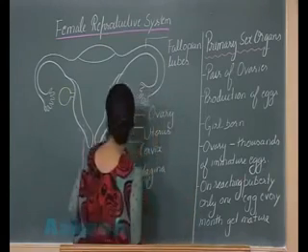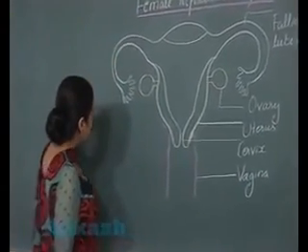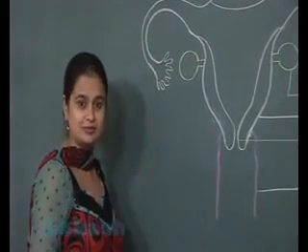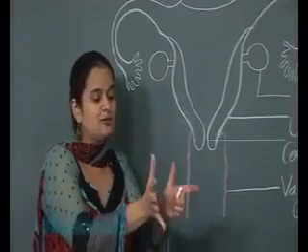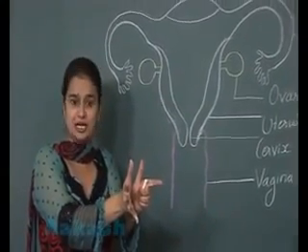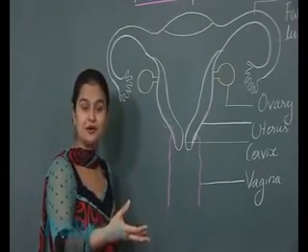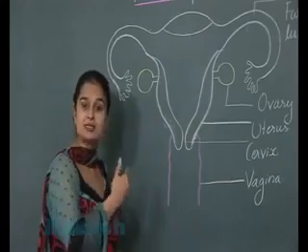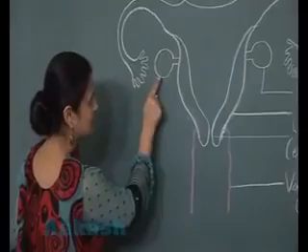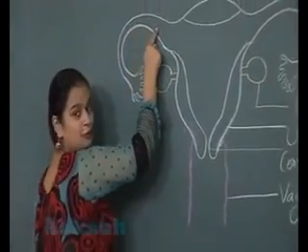Now after the ovaries, we have to discuss the fallopian tube. You can see this part of the fallopian tube is expanded, with a funnel-like shape. And what is the function of this part? It receives the egg from the ovary and passes it into the fallopian tube.